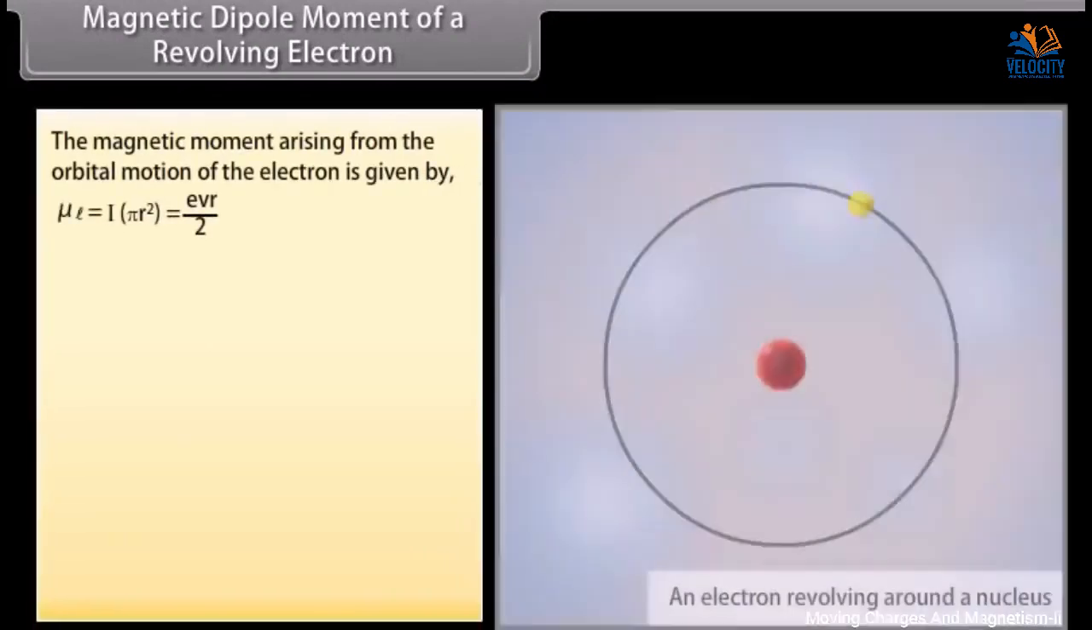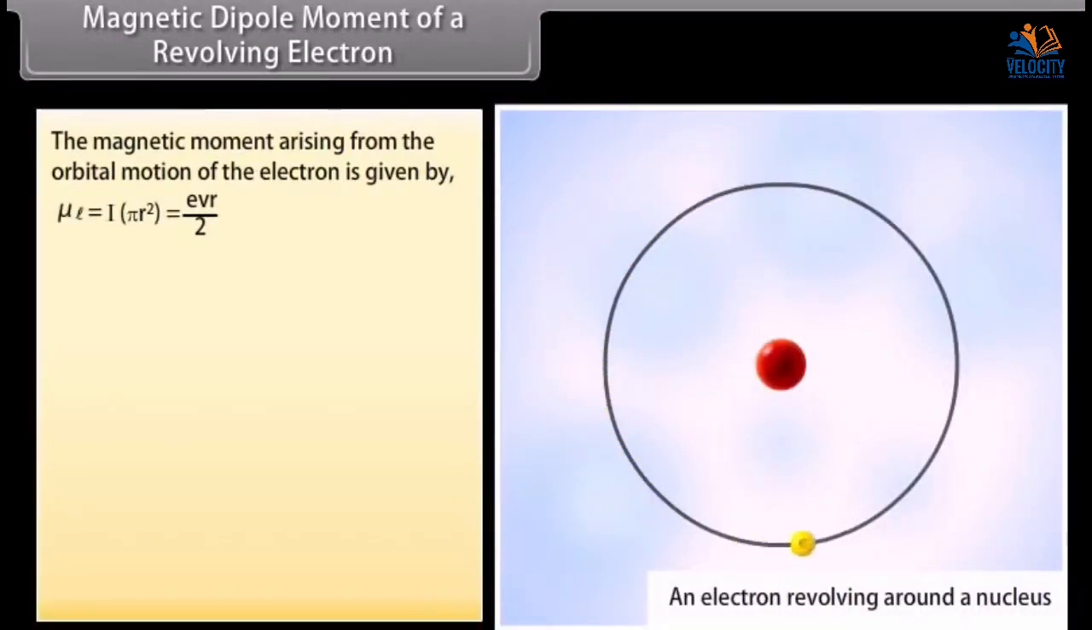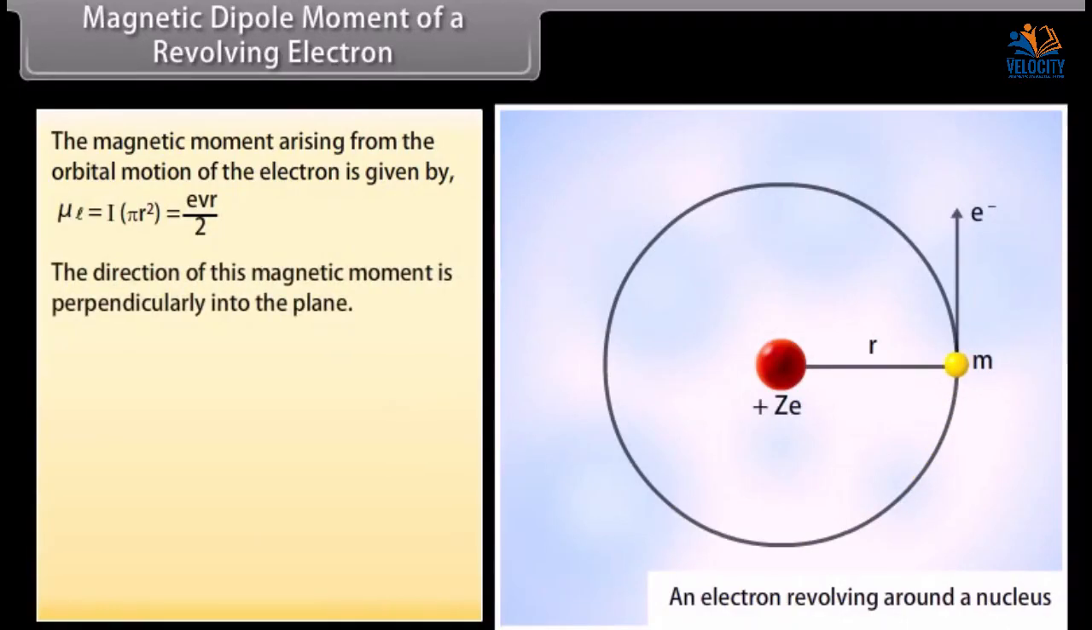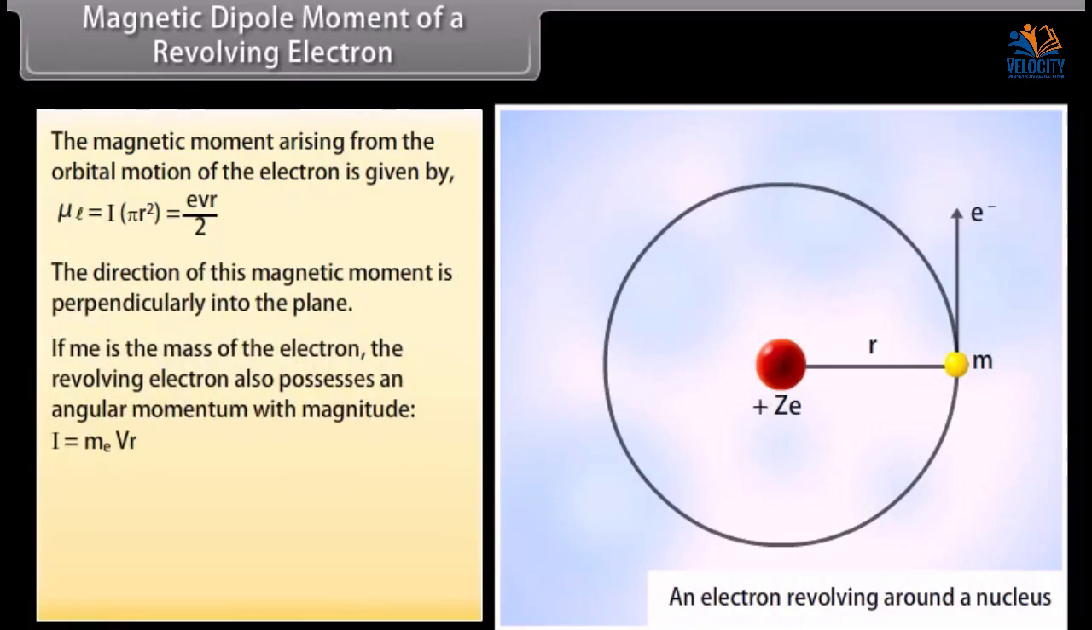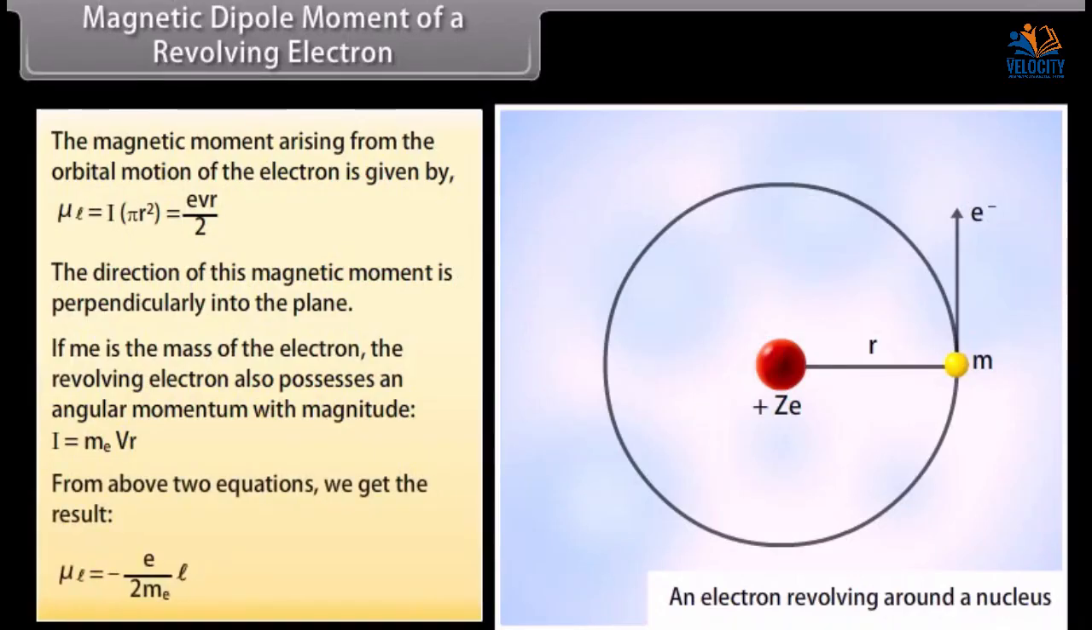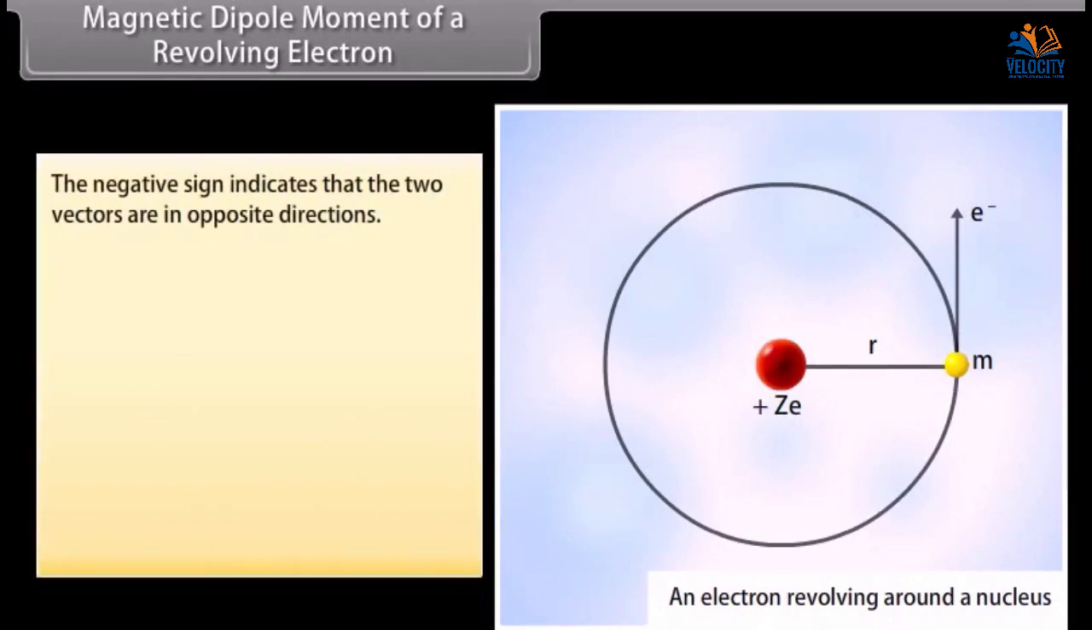Magnetic dipole moment of a revolving electron. The magnetic moment arising from the orbital motion of the electron is given by evr by 2. The direction of this magnetic moment is perpendicularly into the plane. If me is the mass of the electron, the revolving electron also possesses an angular momentum with magnitude l is equal to m_e v r. From above two equations, we get the result mu L is equal to minus e upon 2 m_e multiplied by L. The negative sign indicates that the two vectors are in opposite directions.